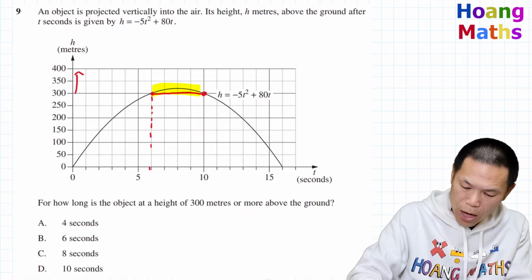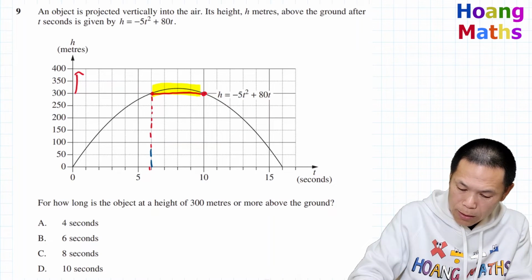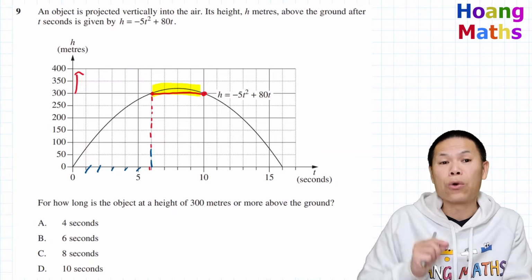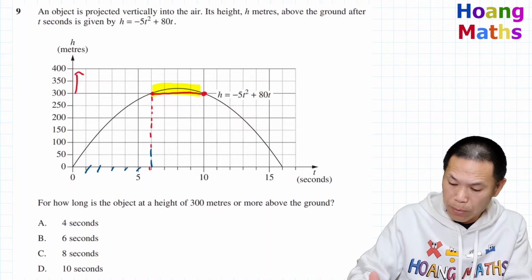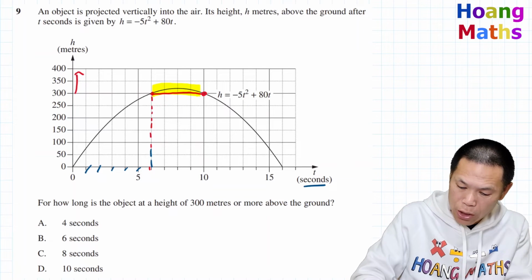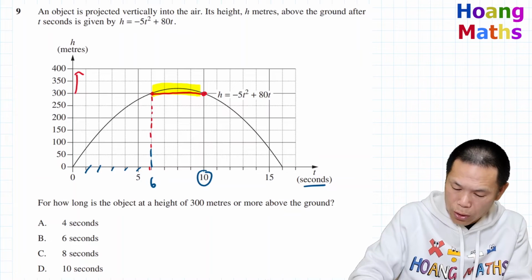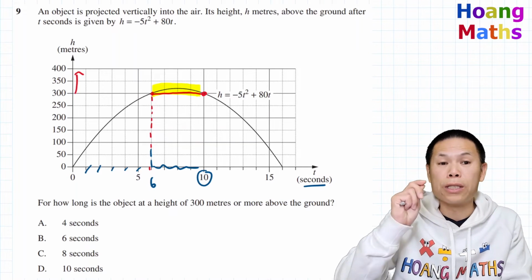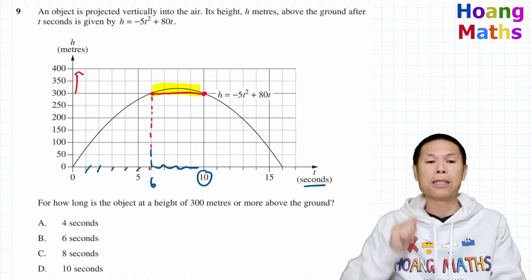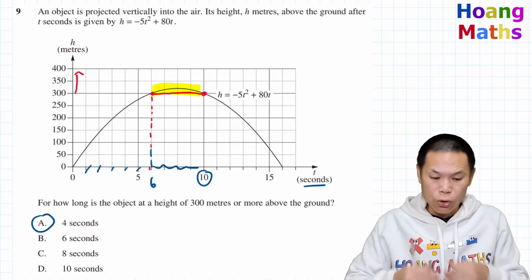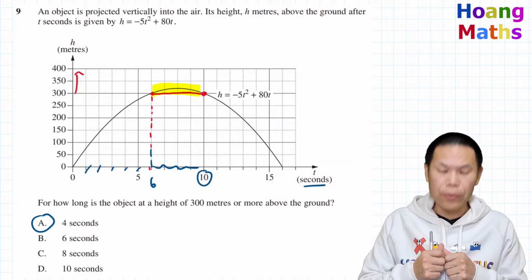So therefore, the time for this is, it goes up by 1, 2, 3, 4, 5. So each grid is 1 second because time is in seconds. So this should be 6 and this is 10. So the duration is 10 minus 6, which is 4. So the answer should be 4 seconds. So there you go, the answer should be A.